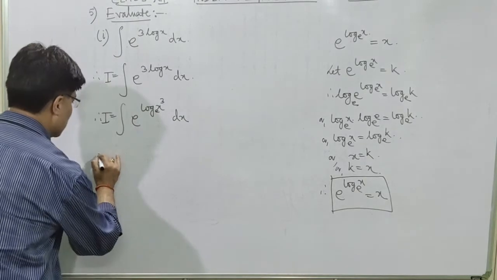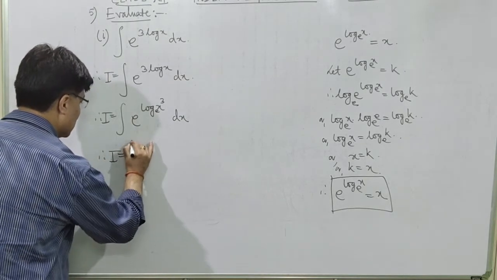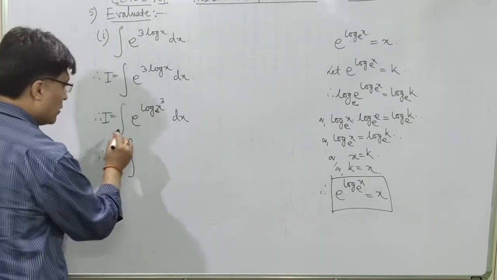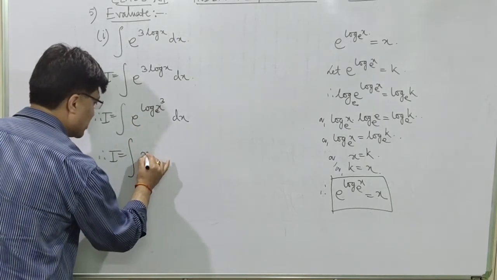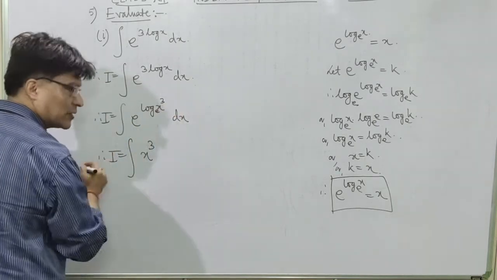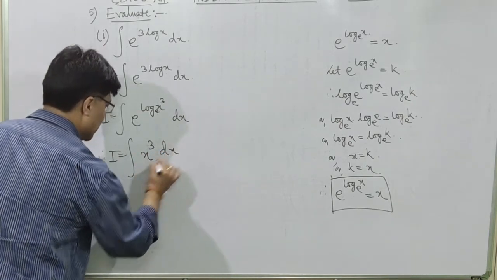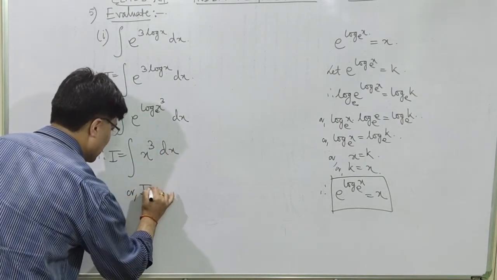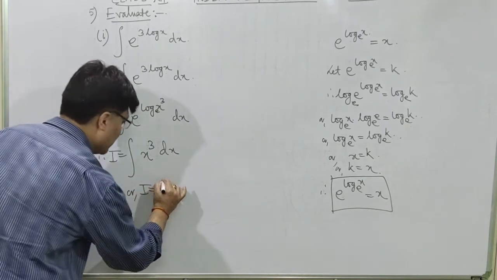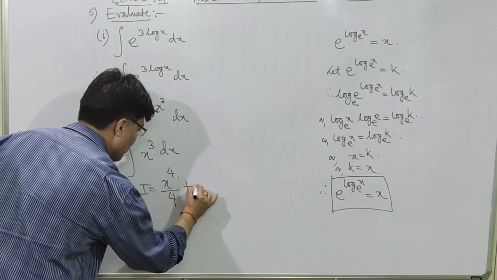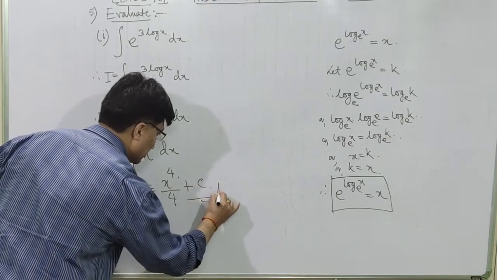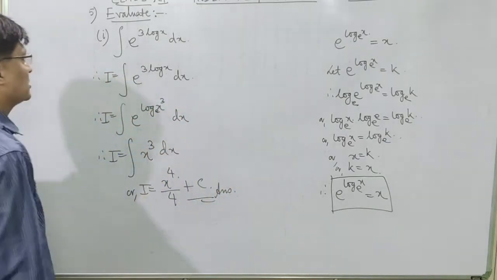So therefore I is equal to integration of, what is e to the power log x cube base e? This is x cube. Instead of x there is x cube, so it is x cube dx. Or I is equal to, what is integration of x cube? This is x to the power 4 divided by 4, then plus c. So this is the answer.